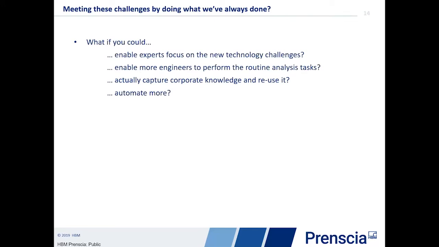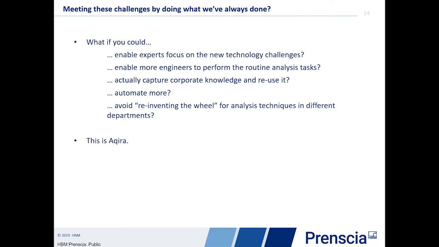What about avoiding reinventing the wheel for analysis techniques in different departments? You see analysis processes being used in one department. They're actually very, very similar to somewhere else, but they're different, or in different departments or in different countries. That obviously is a problem for quality. And that's what Aqira is all about: helping improve processes like that, helping improve automation, helping to share corporate knowledge.